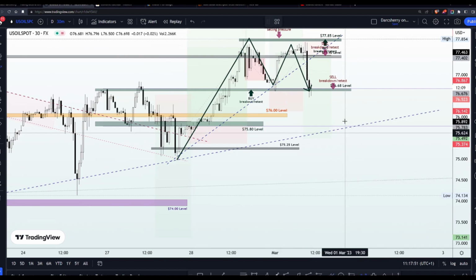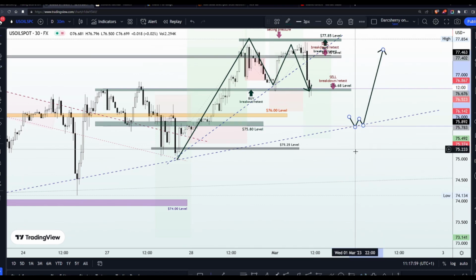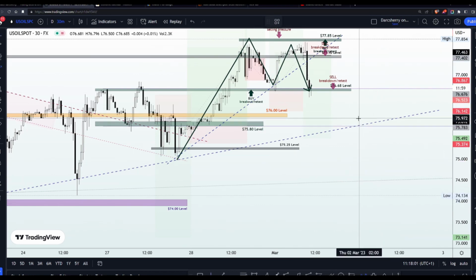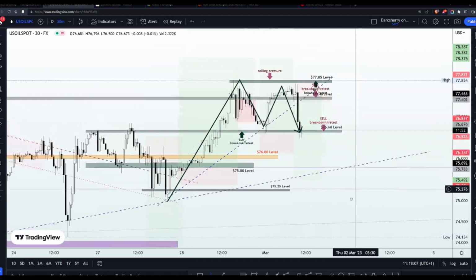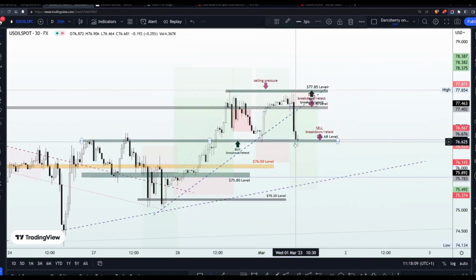So there are two things that could happen. If price action comes into the trend line, we might see buying pressure resume again to incite another wave of bullish momentum, or we could see a breakdown of that trend line to incite a sell-off in this market. So these are the things we are going to be looking forward to today.